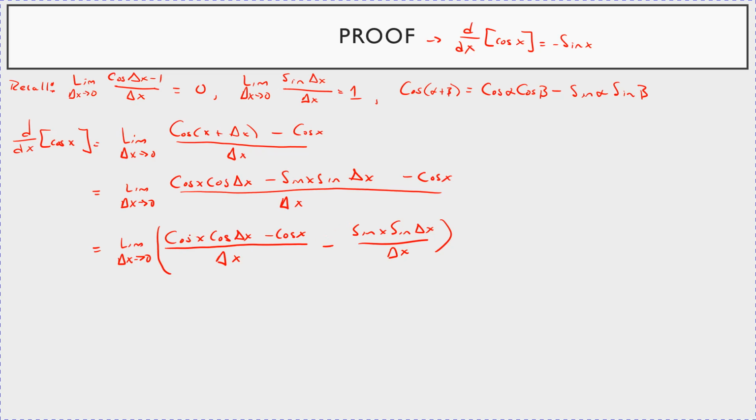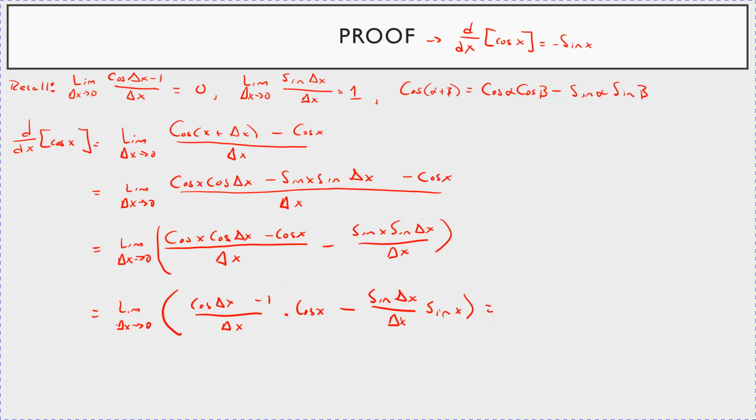Well, look what's going on here. Do you notice how I have a cosine of x here? Let me just factor that out. All right, so that's the limit as delta x goes to 0 of cosine of delta x minus 1 all over delta x times cosine of x, minus, now I'm just going to move this sine out, sine of delta x over delta x times sine of x.